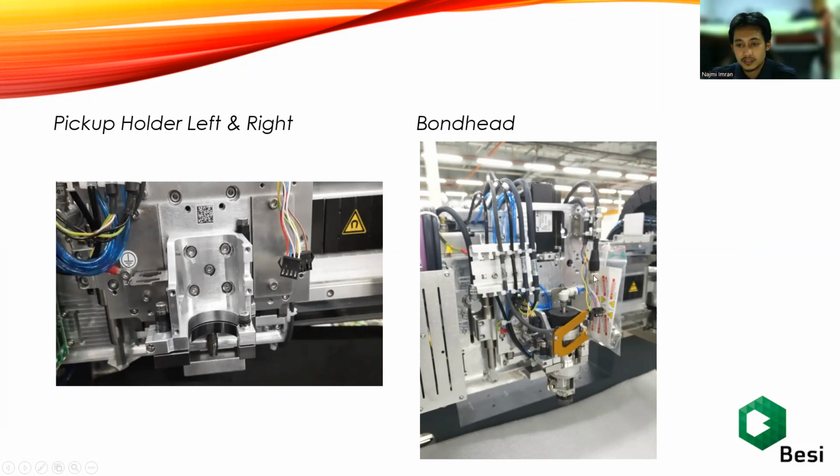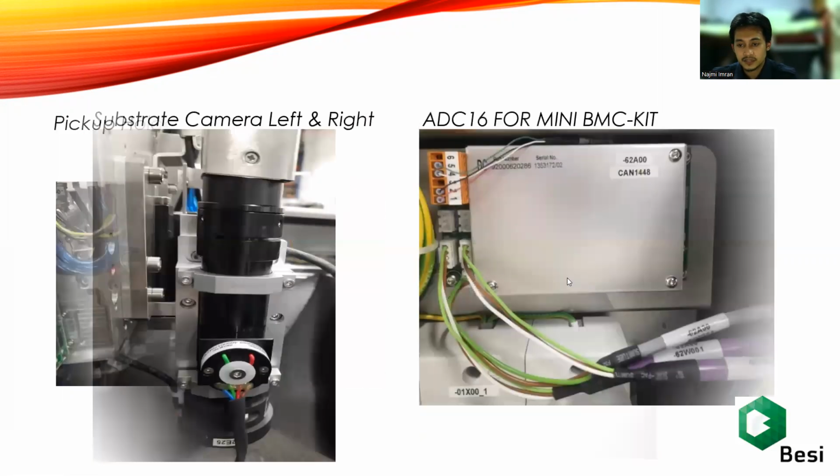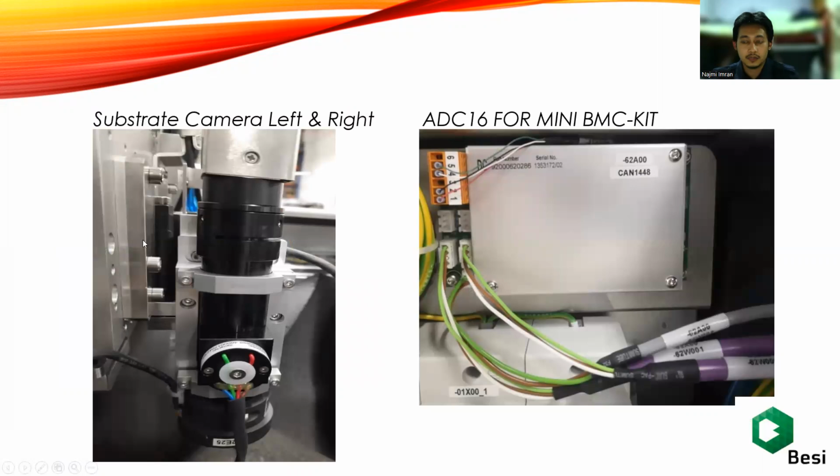After we install the holder, then we install the bonehead. After that, this one is for the substrate camera. Beside the bonehead is the substrate camera, also left and right. We install both of them. Then we install the ADC 16 for the mini BMC kit, which we put on the base plate at the back, not on the gantry.